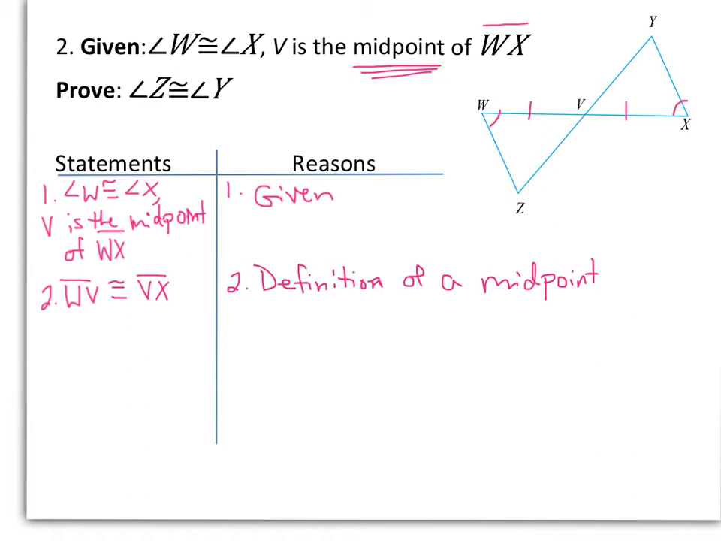So thinking of our theorems, we have side, side, side, side, angle, side, angle, side, angle, angle, angle, side. Well, if you notice in our figure, we see that angle WVZ is going to be congruent to angle XVY because they are vertical angles. So I'm going to go ahead and put that in my proof. So angle WVZ is congruent to angle XVY, and that's because vertical angles are congruent.